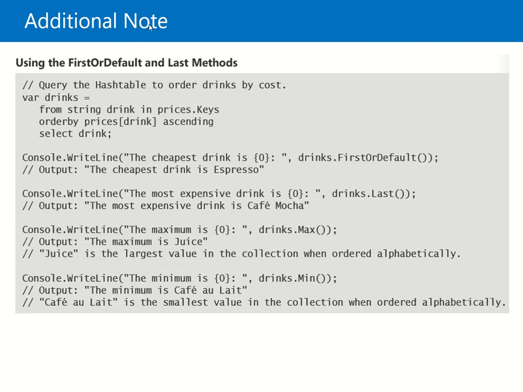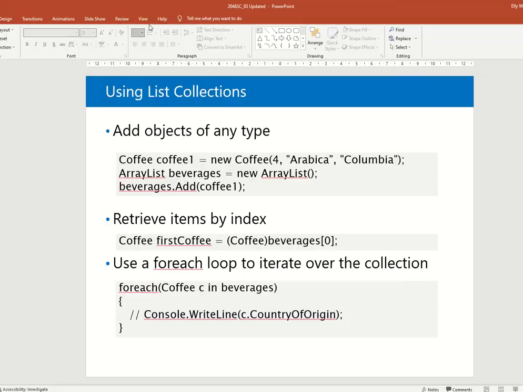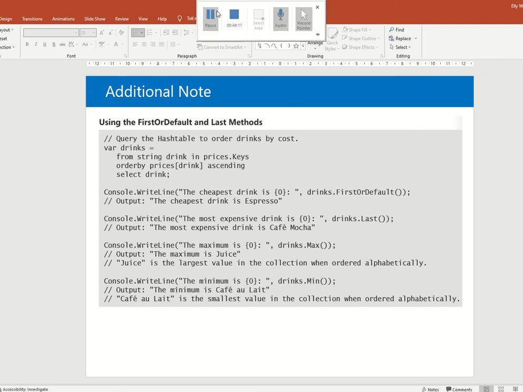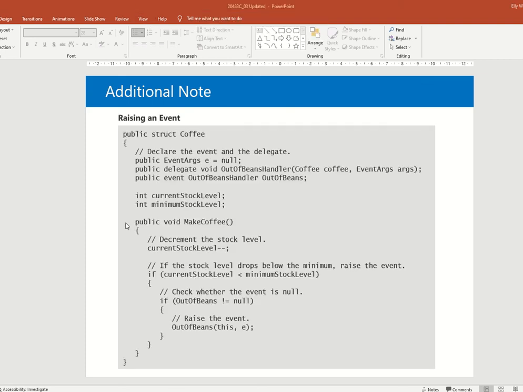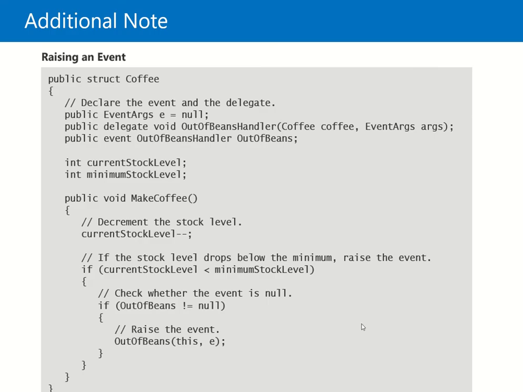Now you can also use the first, default and last methods. This is quite straightforward. Oh, this is for the hash table, sorry, that was one more. That slide just now is for the hash table. So let's continue with the event, and we will go back to that hash table that I missed.